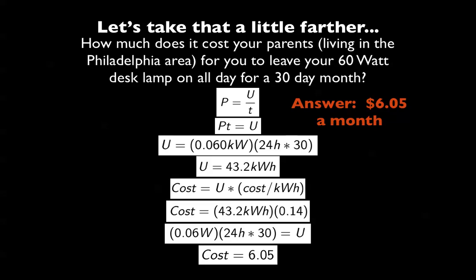Now the T part, remember, I'm getting the time from a whole day 30 times. So I'm getting 24 hours times 30. That's where that 24 times 30 comes from. So to leave your desk lamp on all month, you would use up 43.2 kilowatt hours of energy.